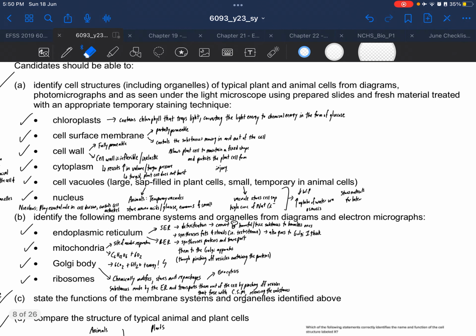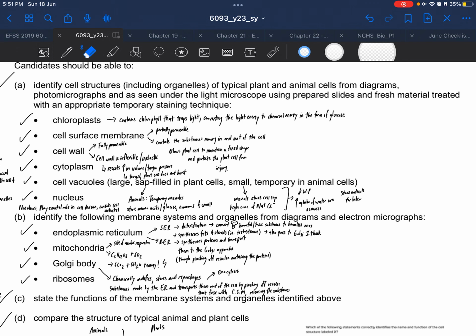So the first learning requirement is to identify cell structures, including the organelles and membrane systems, and we need to be able to give their function. First up will be the chloroplast. We need to say that the chloroplast contains chlorophyll, which can trap light and convert it to chemical energy through the process of photosynthesis.